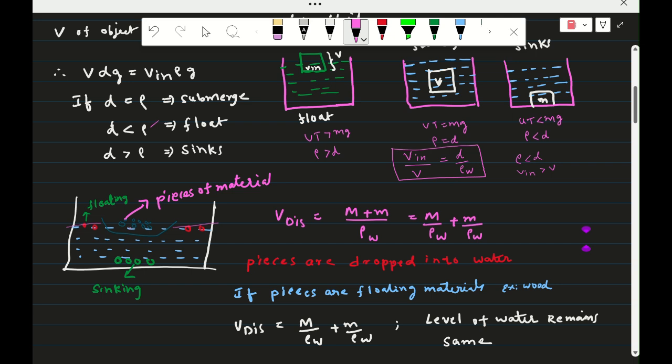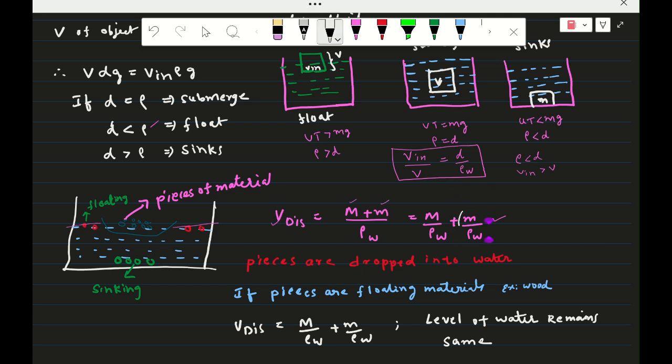So initially, the volume of water displaced by this boat is equal to the mass of the boat plus the mass of the pieces, divided by the density of the liquid, meaning water. So that is the volume displaced by the boat with pieces. Here this m by rho is the volume displaced by the boat, and this m by rho is the volume displaced by the pieces. So this is the volume displaced by the boat.